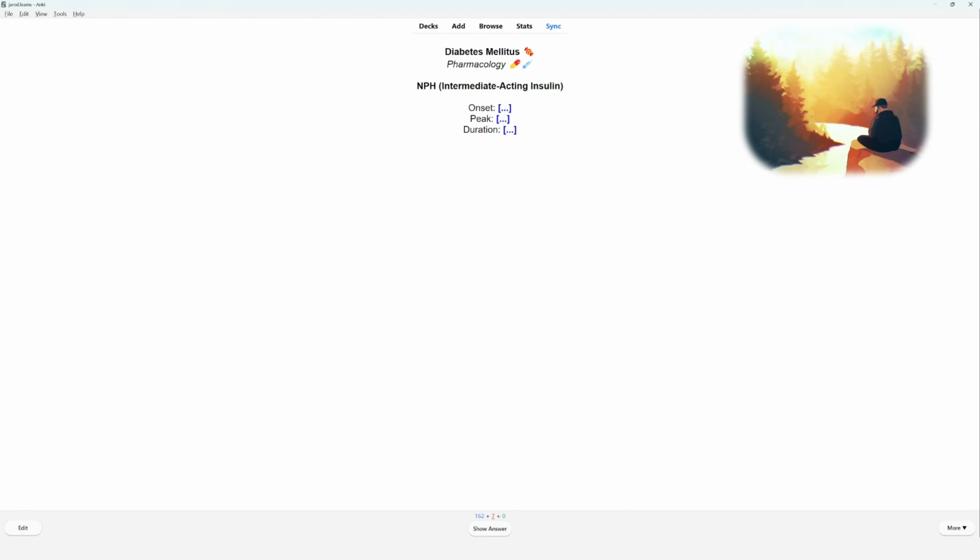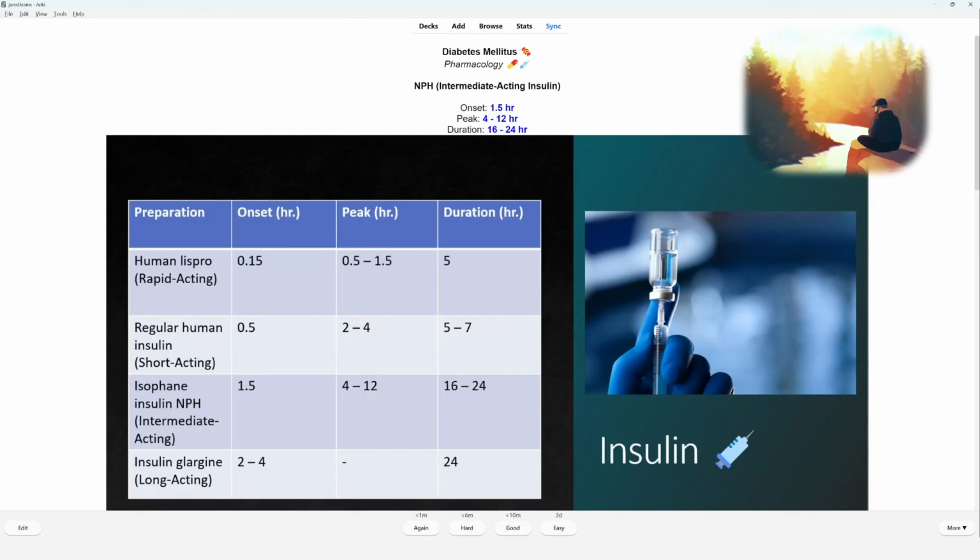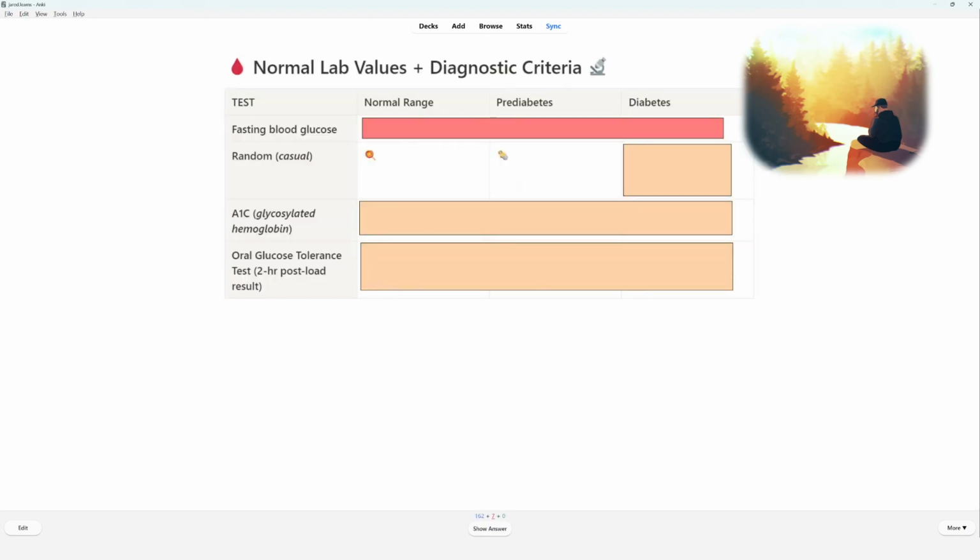NPH now. NPH onset is 1.5 and peak is 6 to 8. Duration 16 to 24. 4 to 12. Okay. 4 to 12. Fasting blood glucose normal range is under 100, 100 to 126 pre-diabetes, and over 126 is diabetes. Okay, good.